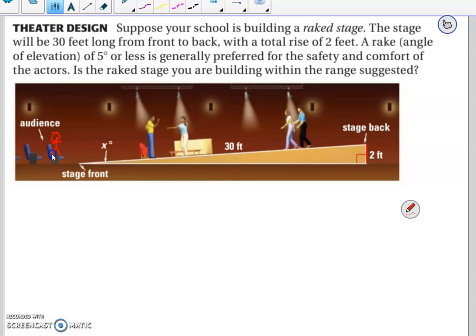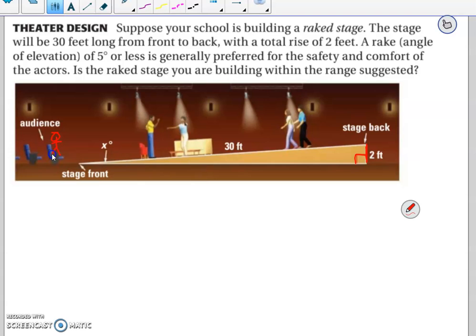The stage is going to be a total of 30 feet long from front to back, and you see that marked in the diagram. And it's got a total rise of 2 feet, and you see that on the back side of the diagram here. That's going to form a right triangle, which is why we've got this little right angle marking there. A raked angle, or elevation, of 5 degrees or less is generally preferred for the safety and comfort of the actors. If you think about raising this up at an even higher angle, pretty soon they start tipping off the stage, right? We don't want that.